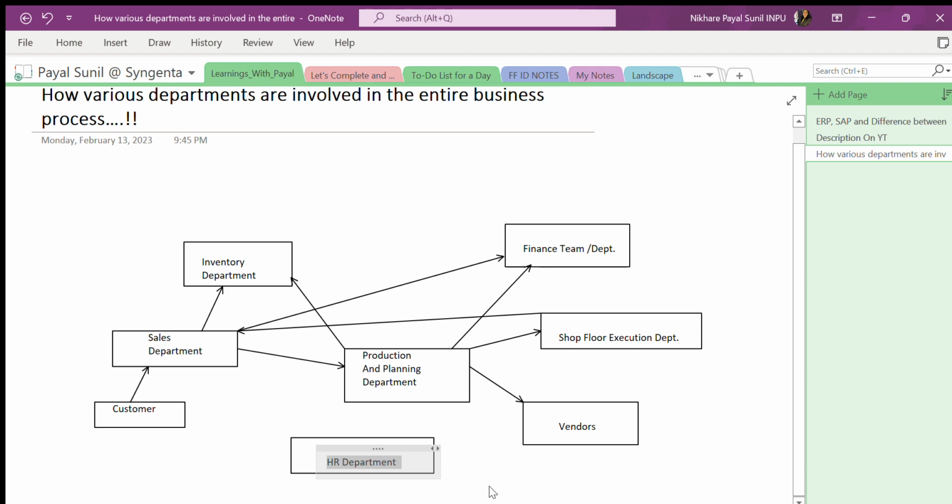During this entire business process, if any department is facing any issue with HR, that is human resources, then they can contact this HR department to update regarding that issue, and the HR department will try to resolve that issue. Okay, so this way all departments will contact the HR department, and even the finance will contact.